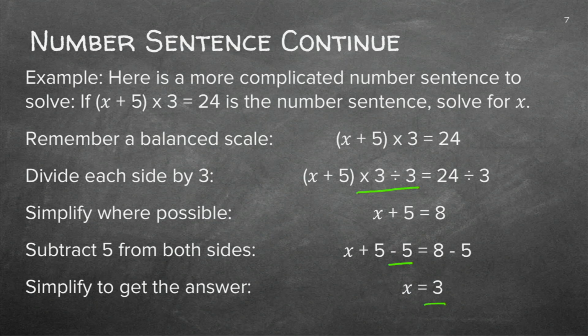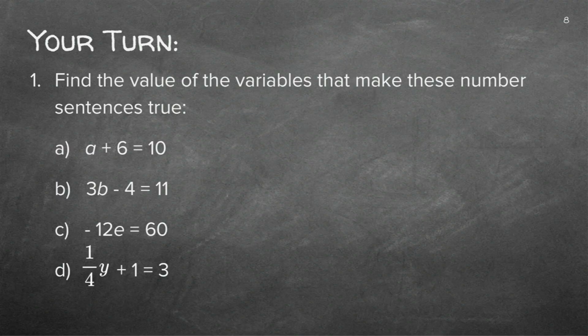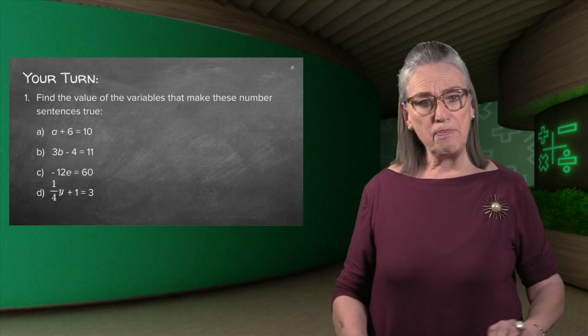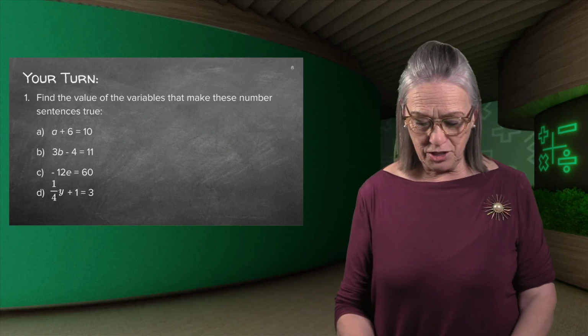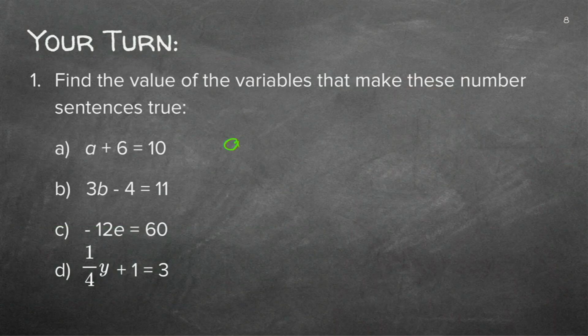Okay, right, now let's see if you can do this. Pause, try for yourself, and then I'll see you back to check your answers. Okay, so how did you do? a plus 6 equals 10. This is an easy one to start with, right? All we have to do is a plus 6 minus 6 equals 10 minus 6, and that equals 4. So a equals 4.